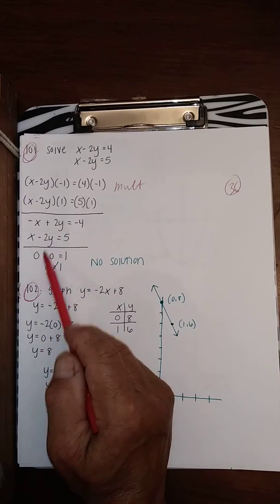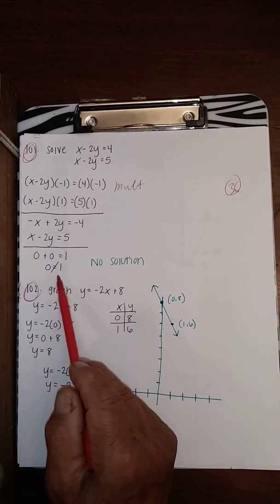Add them: 0, and I get 1. 0 is not equal to 1. Nope, no solution.